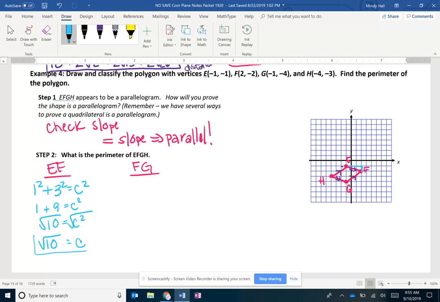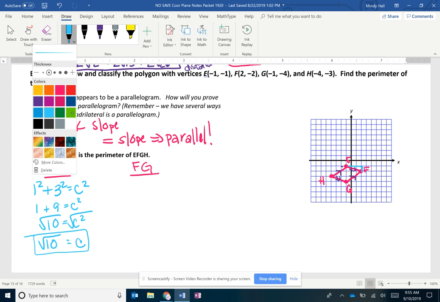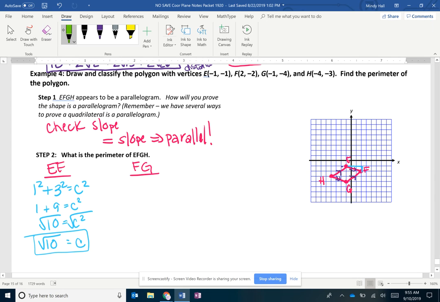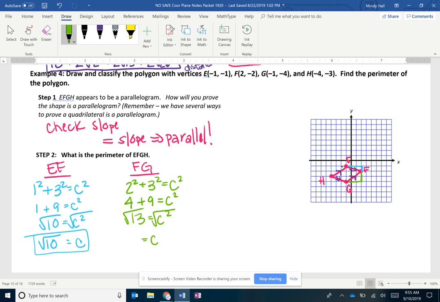So then for FG, I go up 2 and over 3. So 2 squared plus 3 squared equals c squared. We have 4 plus 9 equals c squared. This gives us 13. And that gives us the square root of 13.